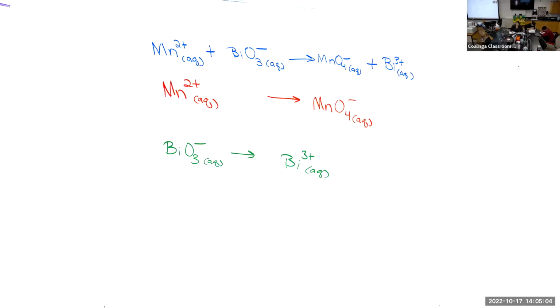First off, I need to make sure that my elements are balanced. So I have one manganese over here, and one manganese over here. So then how do I balance out the oxygen? Add H2O. So how many H2Os do I need to add? 4. Okay, now that I've added 4 H2Os.